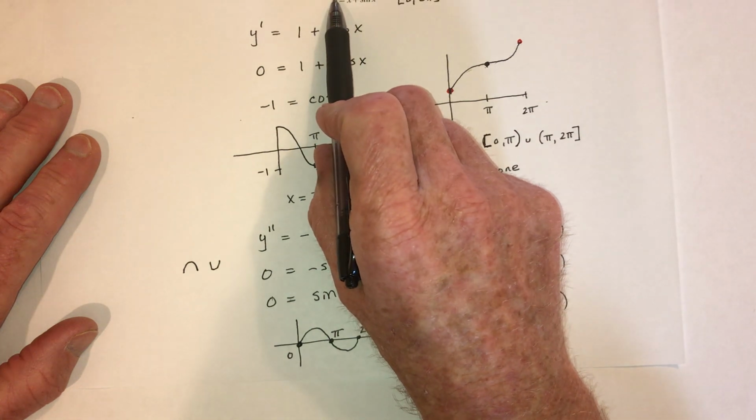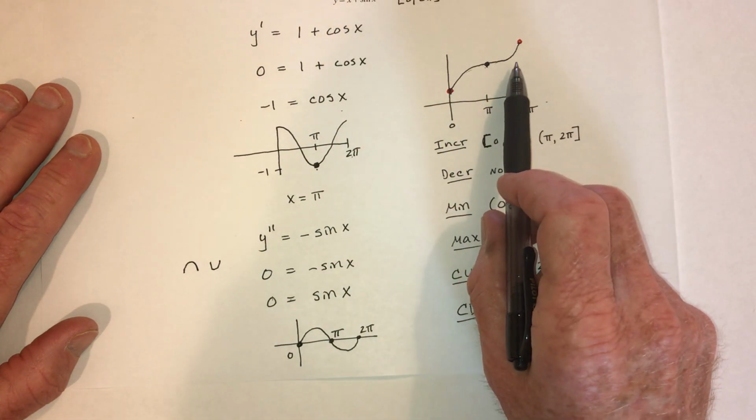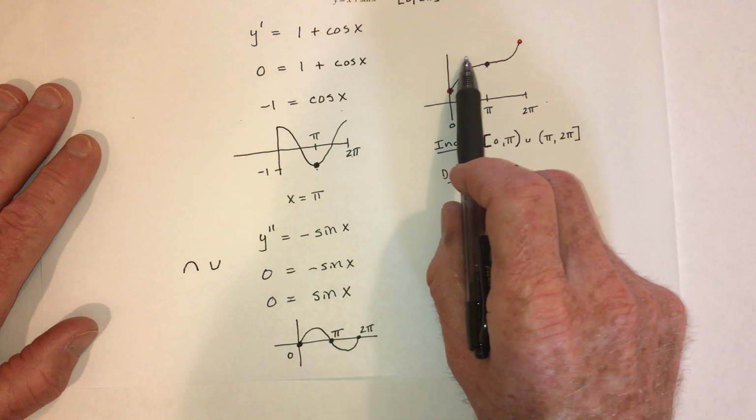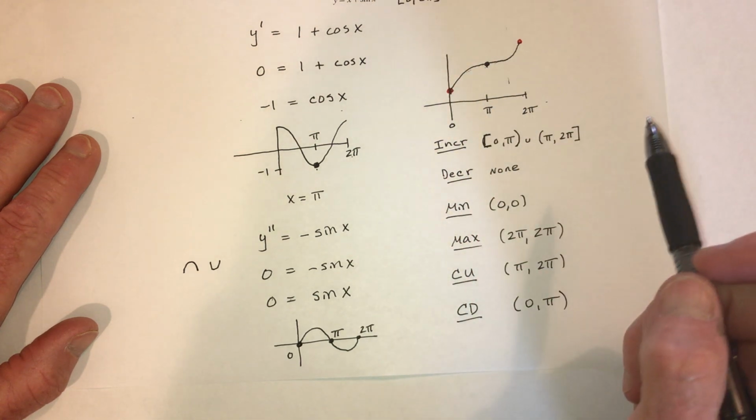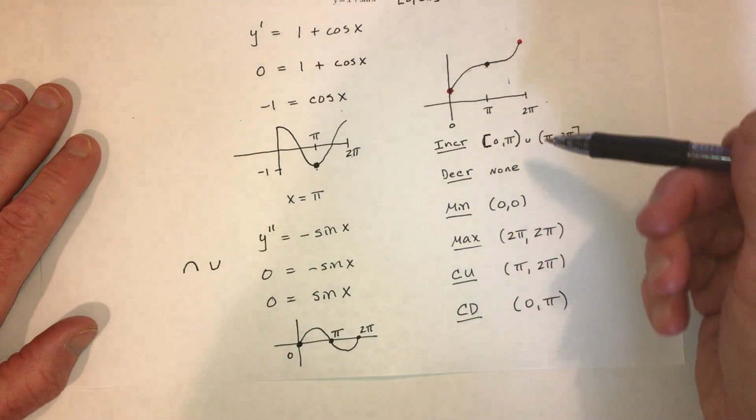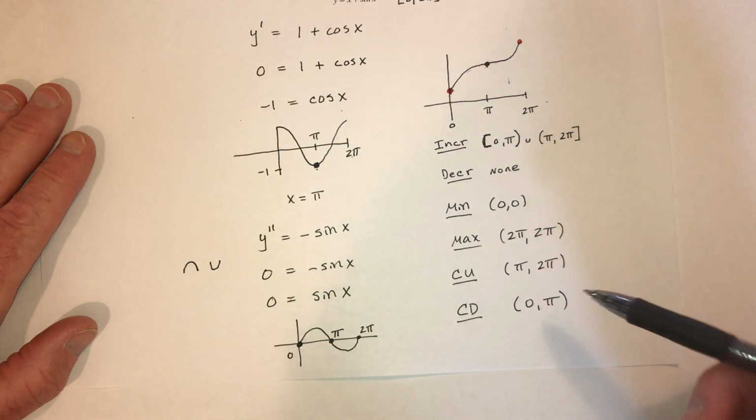I also asked for the asymptotes, but this one has no asymptotes. It's not leveling off horizontally, and there are no vertical lines where it's undefined, so it actually has no asymptotes. So this is all of the information.